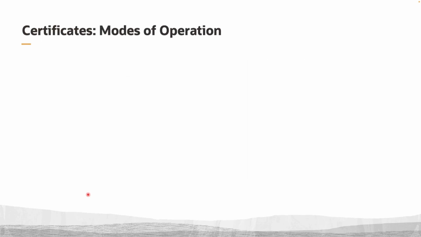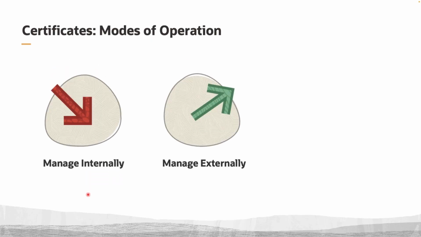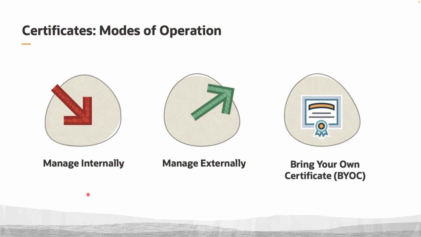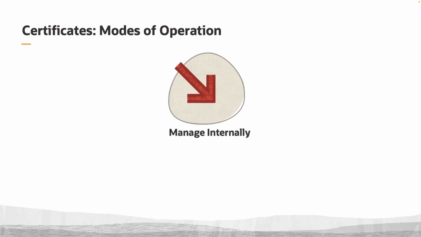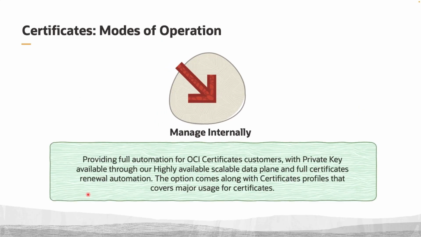Then, for managing certificates, you have three options: manage internally, manage externally, or bring your own certificates. Manage internally is the best option for fully automating your certificate lifecycle management. The certificate authority in your tenancy will generate certificates that can be deployed to your load balancer or API gateways, as shown in our previous example. And after that, renewals and deployments will happen automatically. So once you have done the setup, you do not have to worry again.